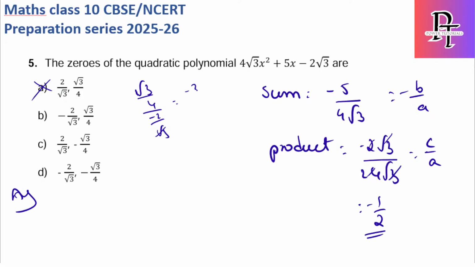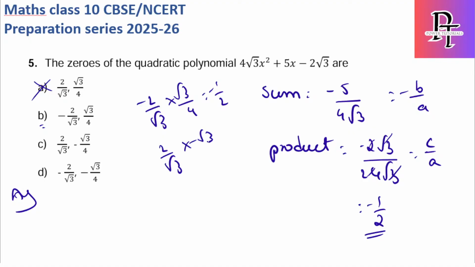Becomes minus 3 by 8. So this is not possible. I'm sorry, it should be product of roots, not sum of roots. So if I do product of roots, minus 2 by root 3 into root 3 by 4, this begets minus 1 by 2, so this can be changed. What about here? 2 by root 3 into minus root 3 by 4, this is minus 1 by 2, so this also there is a chance.